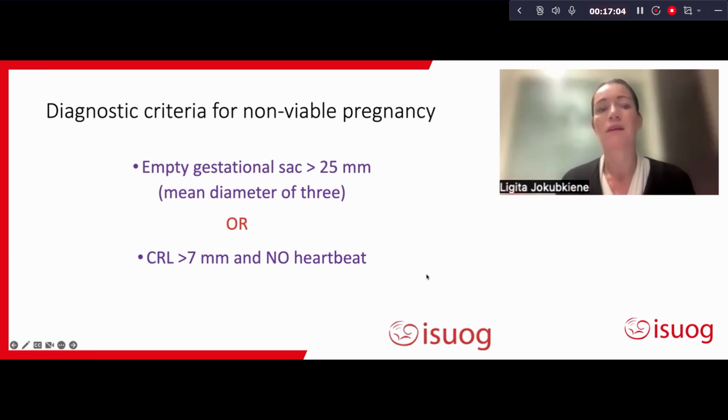So just to repeat, the diagnostic criteria for non-viable pregnancy today are an empty gestational sac more than 25 millimeters in mean diameter of 3 diameters, or crown rump length more than 7 millimeters, and no visible heartbeat.